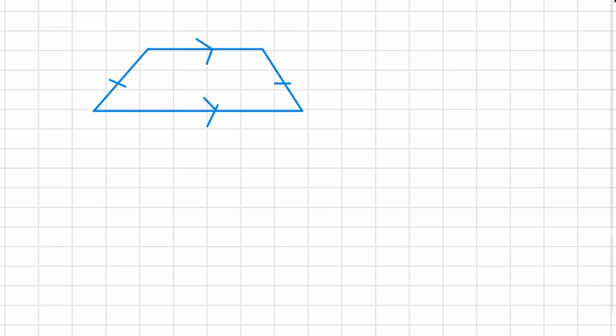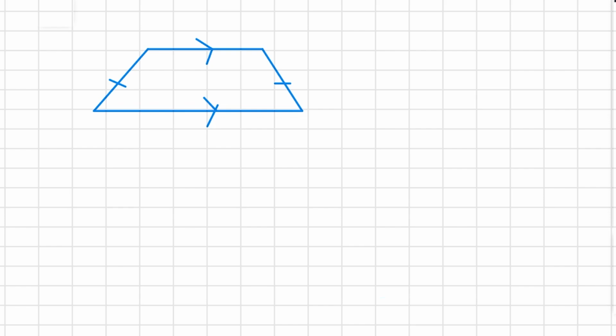Can it be a rectangle? No. Why not? Because in a rectangle, all angles are 90 degrees each. And I don't think there are parallel sides.